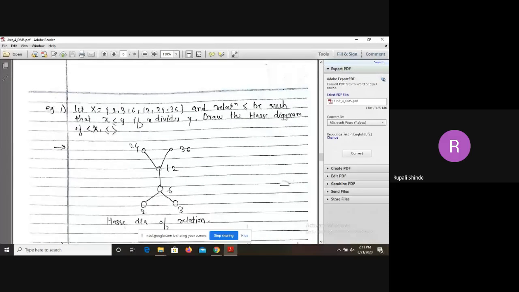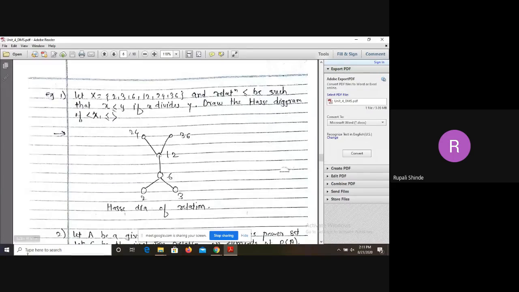Now, next one, set X is given and it consists of elements 2, 3, 6, 12, 24, 36. So this is the given set and on this set we have to apply a relation, the divides relation. So we have to connect X and Y if X divides Y. Then we have to finalize what the Hasse diagram is for this set. Okay. So first, how many elements are there? 1, 2, 3, 4, 5, 6. So 6 circles should be there.